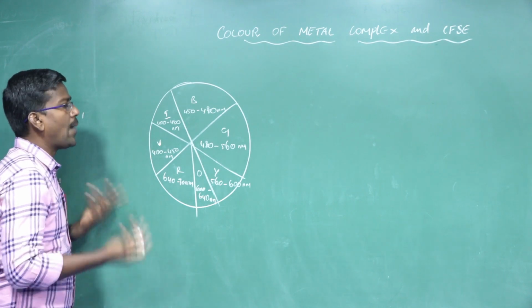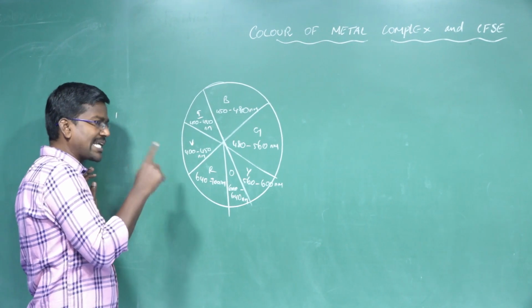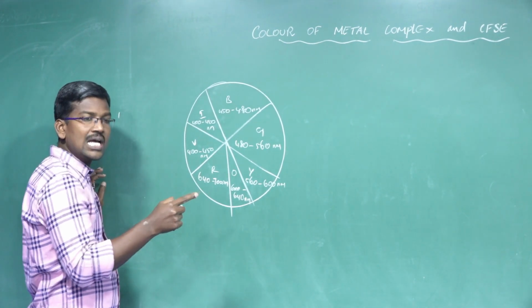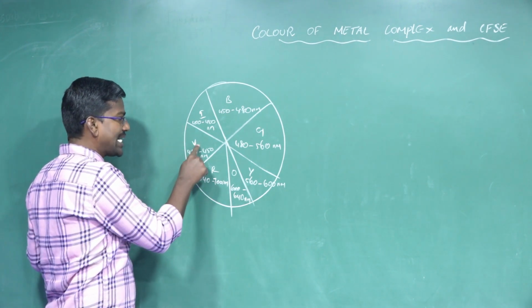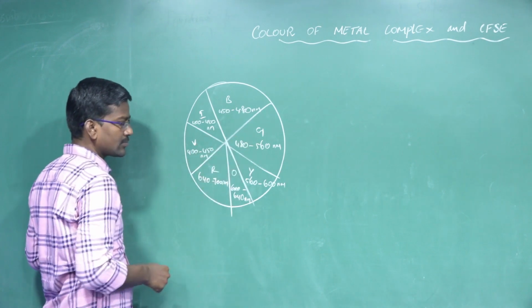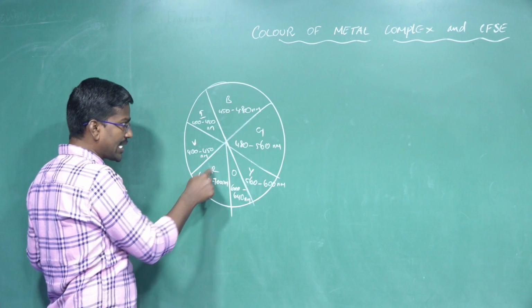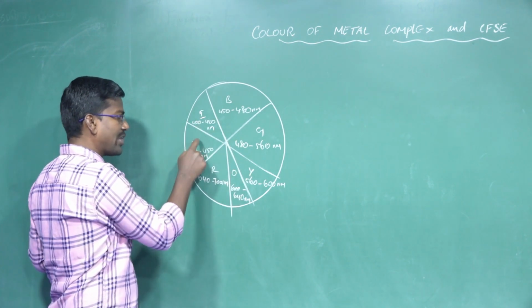What is the meaning of complementary color? A color on the opposite side in the color wheel is known as the complementary color. For example, violet is a complementary color of green. Orange is a complementary color of blue. Red is a complementary color of blue and green. Yellow is a complementary color of indigo and violet.